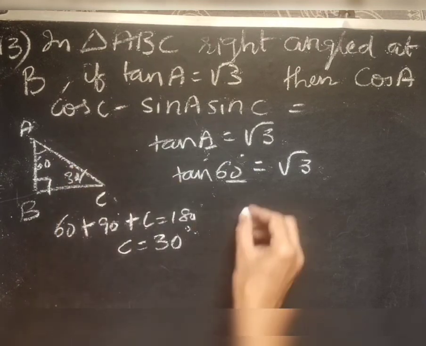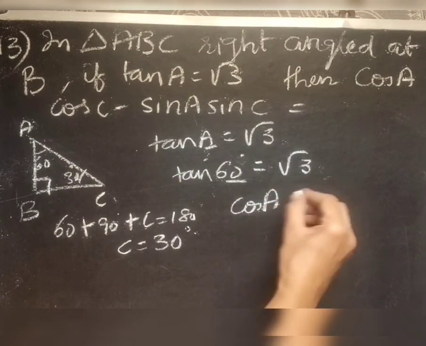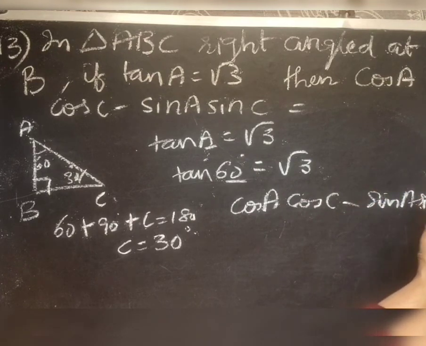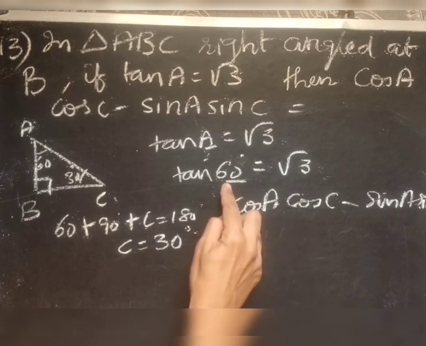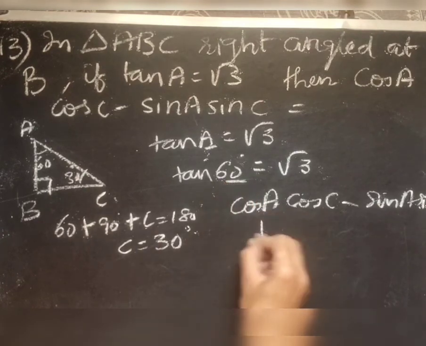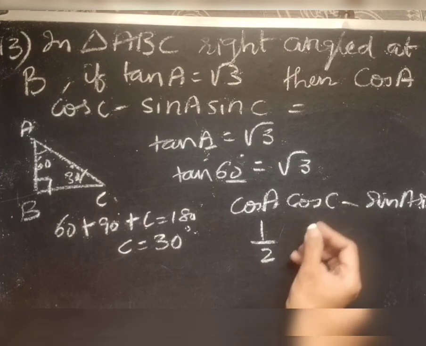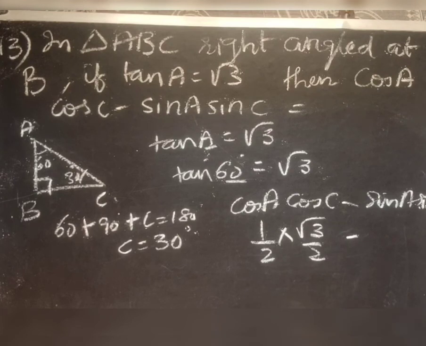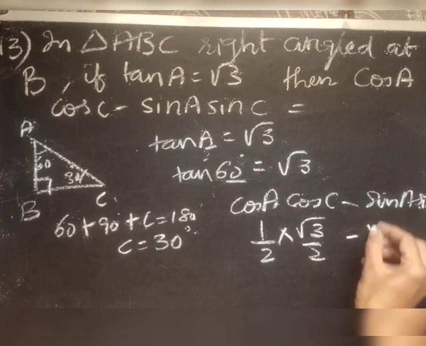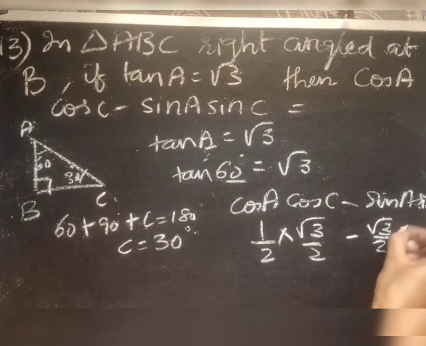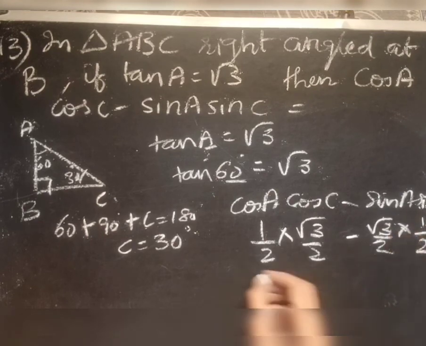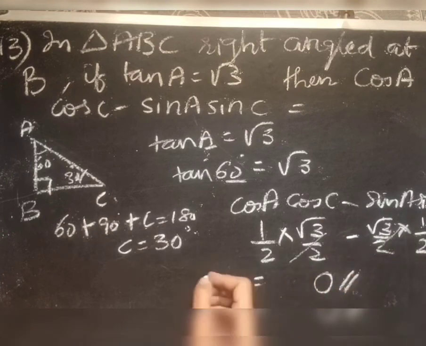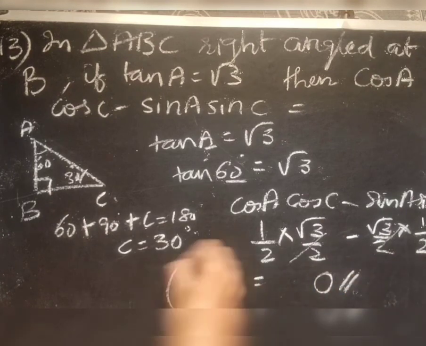Now we will substitute into cos A cos C minus sin A sin C. Cos A is cos of 60 degrees, which is 1 by 2, and then cos C is cos of 30, which is root 3 by 2. So it is 1 by 2 into root 3 by 2, minus, and similarly sin 60 is root 3 by 2 and sin 30 is 1 by 2. As a result, both are the same, so they cancel, and this comes as 0. So option B is the correct answer.